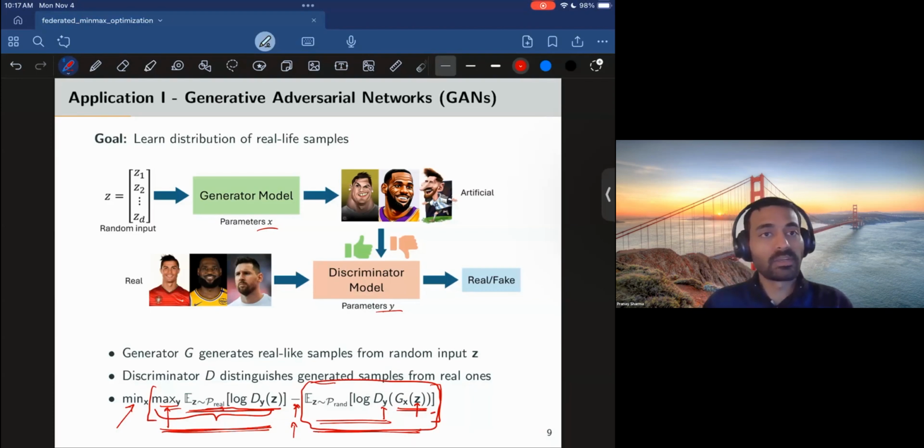So we see this conflict between the discriminator and the generator. The generator is trying to maximize its score, while the discriminator is trying to minimize the score of the samples from the generator. Therefore, we get this standard min-max formulation.